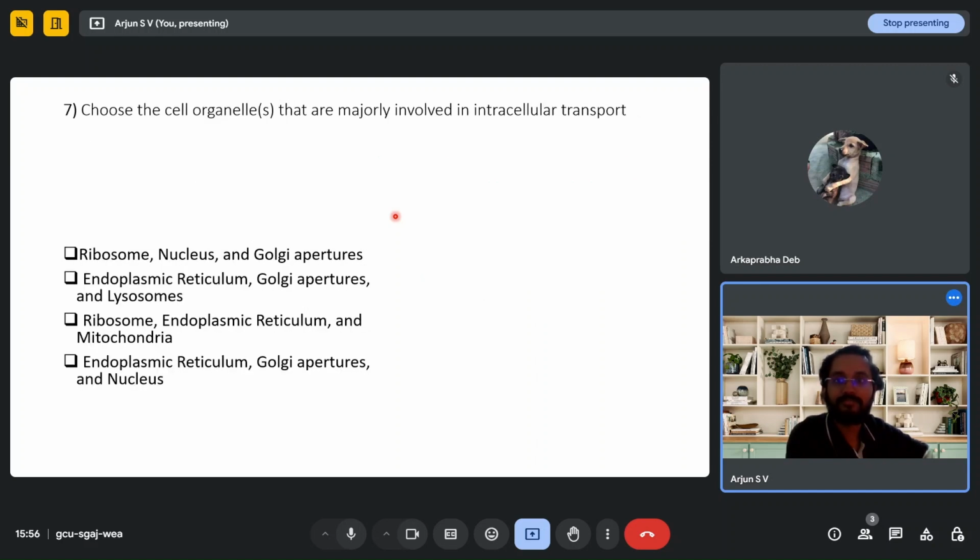So, seventh question is, choose the cell organelles that are majorly involved in intracellular transport. So already we know which are involved in intracellular transport, which is the endoplasmic reticulum, Golgi apparatus, and lysosomes.